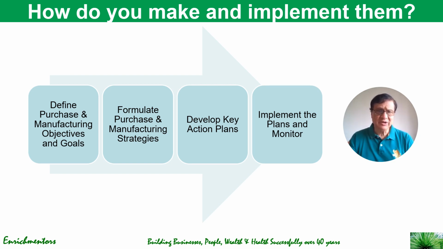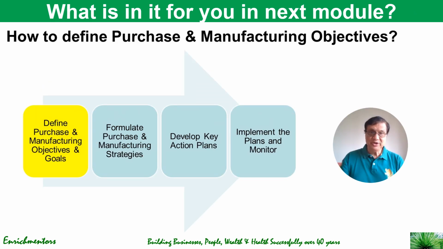So this kind of framework is particularly useful for those organizations that have a lot of depth in terms of organization. So we will start by defining the purchase and manufacturing goals and objectives, formulate purchase and manufacturing strategy at the supply and operations director level, at the top level of the function of purchase and manufacturing. Then develop key action plans at that level, and then we'll see how we can implement these action plans and monitor them, right? So what do we do next? As you can guess, the first step would be to define these purchase and manufacturing objectives and goals, and that's what we will do in the next lecture.